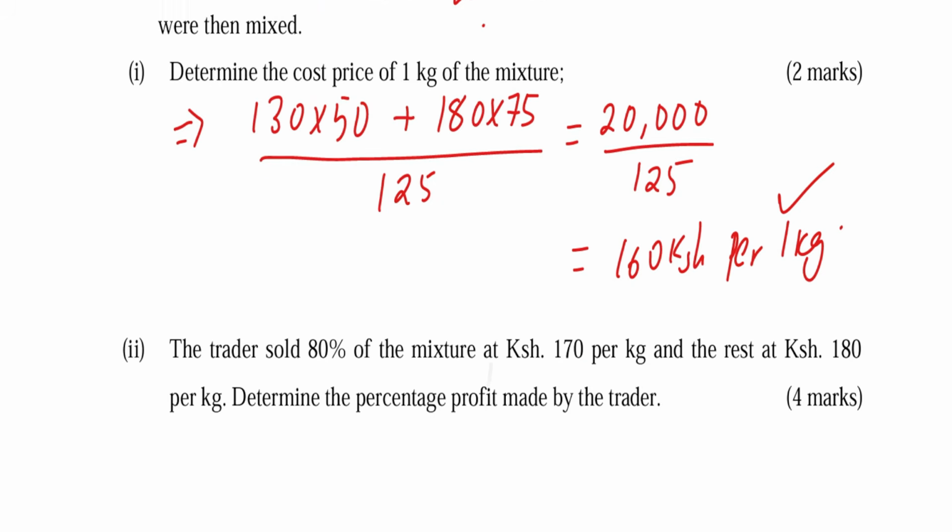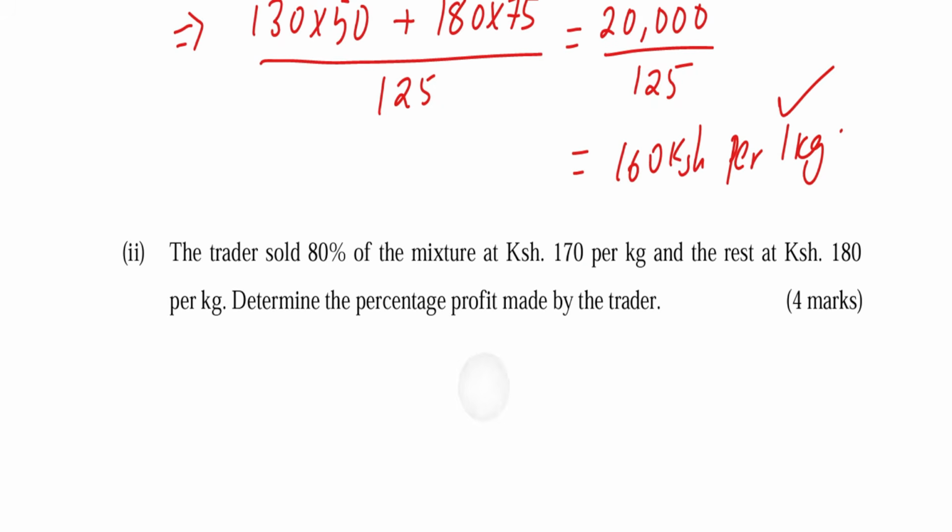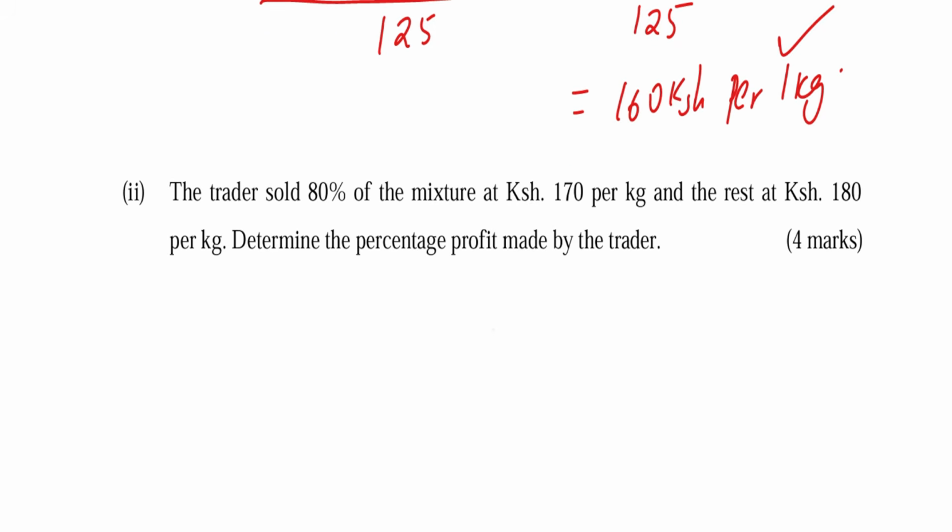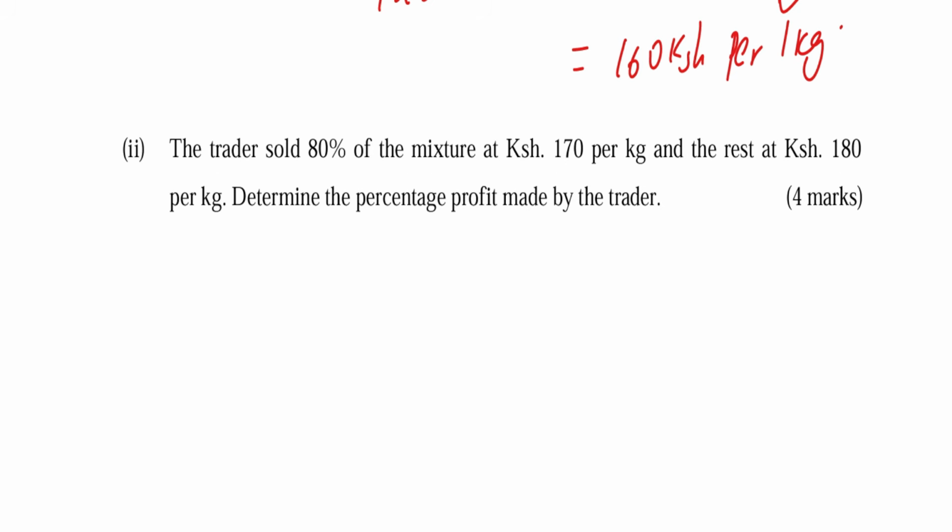Let's go to Roman 2. Now, a trader sold 80% of the mixture at 170 shillings per kg and the rest at 180 shillings per kg. Then you are asked to determine the percentage profit made by the trader. Okay, the percentage profit made by the trader in short.